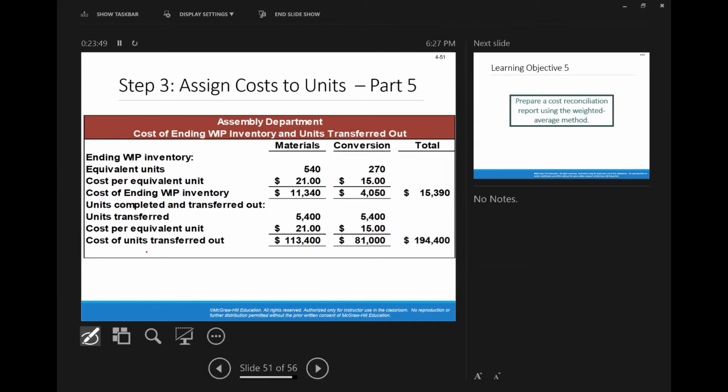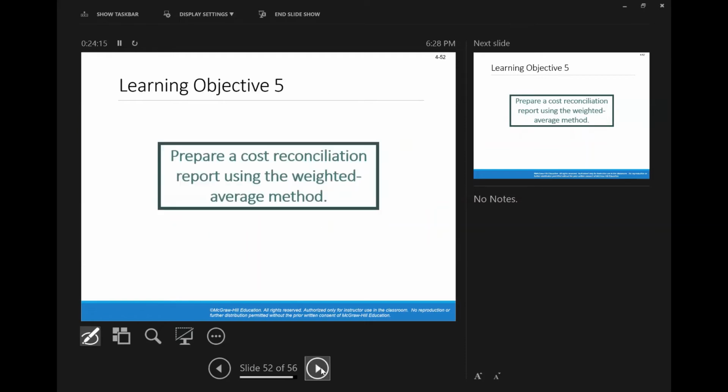So my cost that was transferred out to finished goods is gonna be 113,004 for materials and then 81,000 for conversion for a total cost of 194,400. So when we look at our journal entry, we're gonna have to take out from this department, we're gonna credit the 194 and we're gonna move it to, let's say it's finished goods that moved out or to another department, it would be the 194,400. That's the number we'll use.